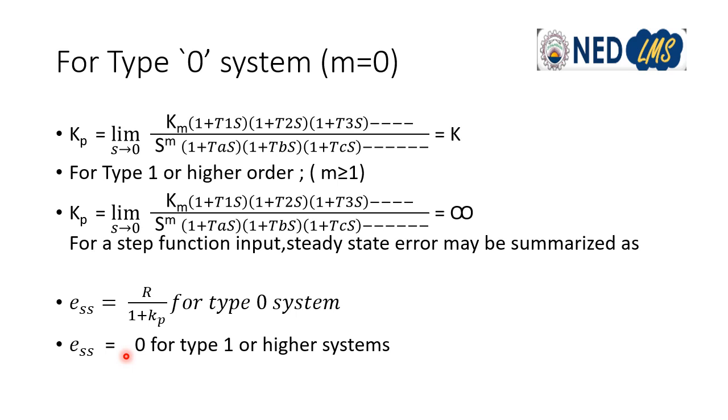So we can say that for a type 1 or higher order system, the value of steady state error will be 0. Obviously it is very good if you have a steady state error equal to 0. So we can get a zero steady state error if we have a type 1 system and a step function as an input.